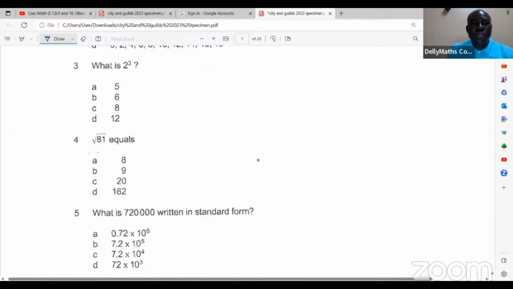What is 2 raised to the third? It means 2 times 2 times 2. Definitely, this will give us an 8. So we have 8 for that response right there.